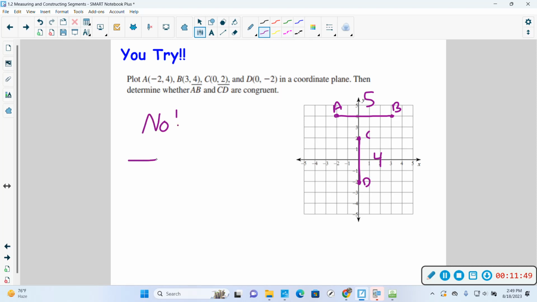Or I'm going to get fancy. You know I love the notation. I'm going to say AB is not congruent to CD. I know, fancy. Just to throw the notation there, just like a not equal sign.